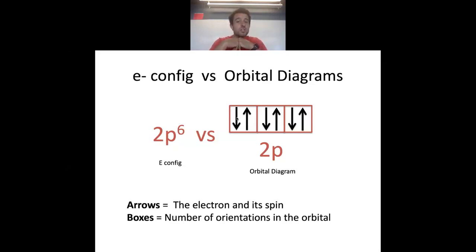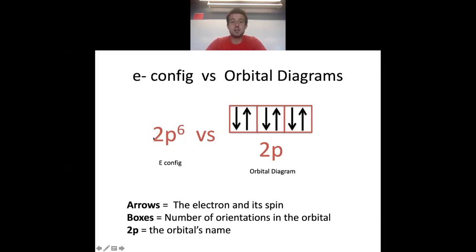The important thing about this here, guys, is if you can draw 6 arrows in 3 boxes to represent 2p6, you're going to be fine. Lastly, 2p is the orbital's name. So this would be what you would write in place of 2p6.